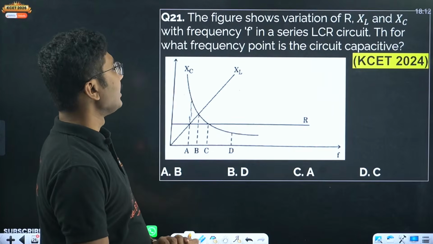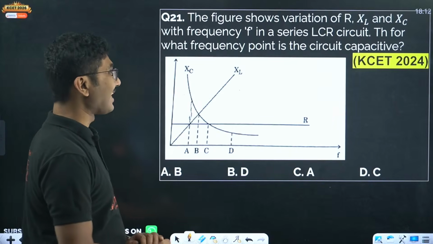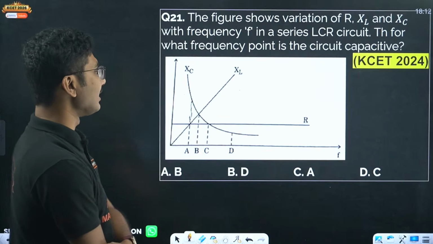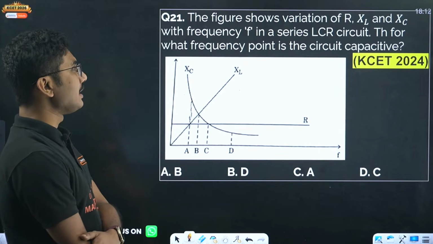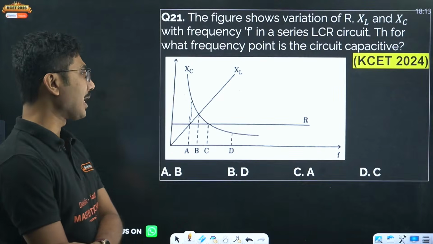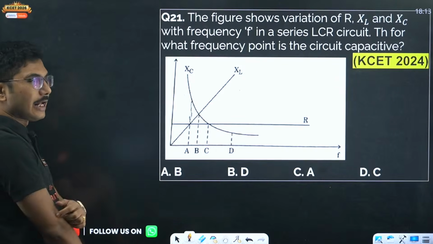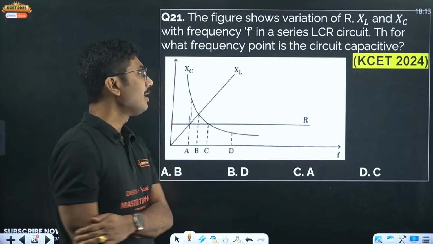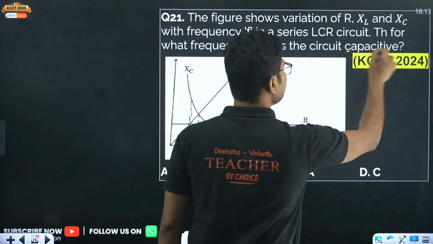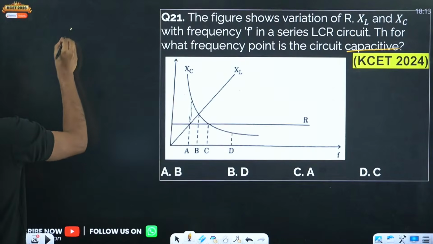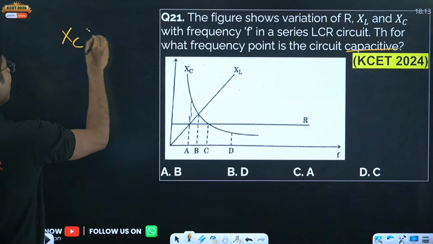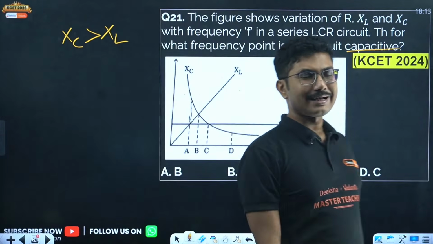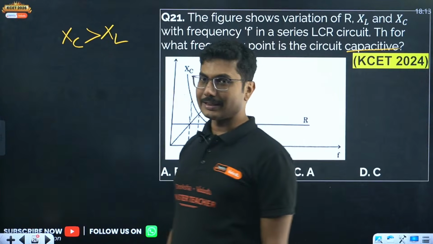The figure shows variation of R, XL and XC with frequency F in a series LCR circuit. For what frequency point is the circuit capacitive? For what point in the given diagram is the circuit capacitive? First, let us understand the meaning of the term capacitive. Capacitive means the capacitive reactance is more than the inductive reactance. If inductive reactance is less than capacitive reactance, then the circuit is capacitive.